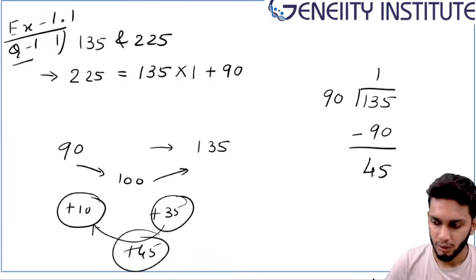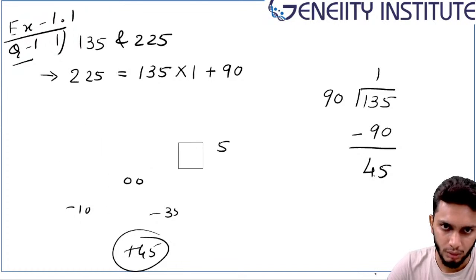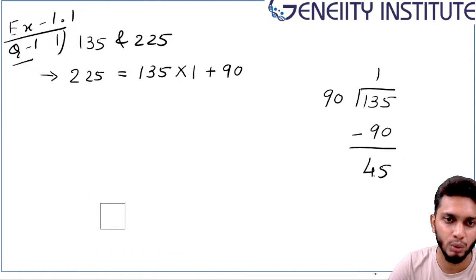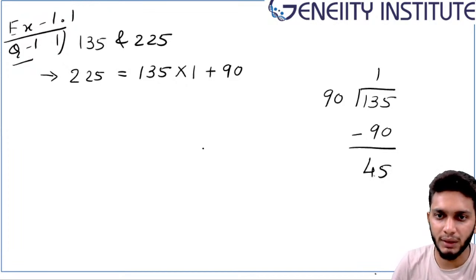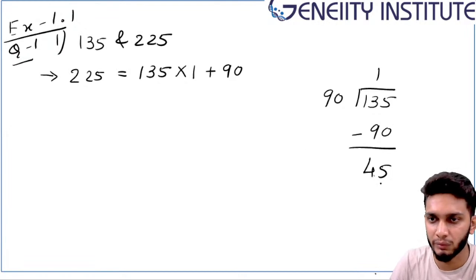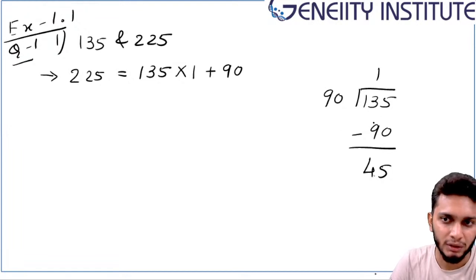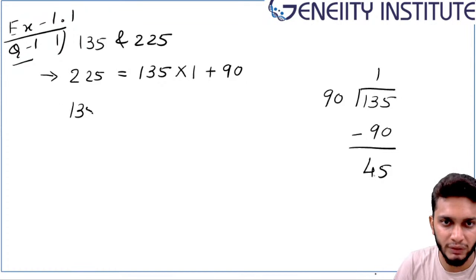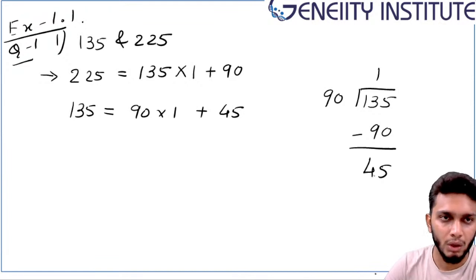If you want your subtraction directly, then you can do it like this. If you don't want to do it like this, saying 5 minus 0 is 5, 3 minus 9 we can't subtract, what will we do? Write 13 on top, cancel the 1 and write 0 here. 13 minus 9 is 4. If you don't want to do that, directly write plus 40. Now 135 dividend is equal to 90 multiplied by 1, so 90 into 1 plus 45. Okay, this is done. Next step.